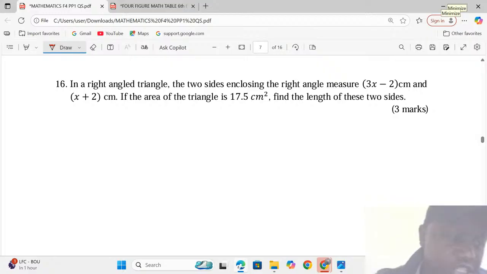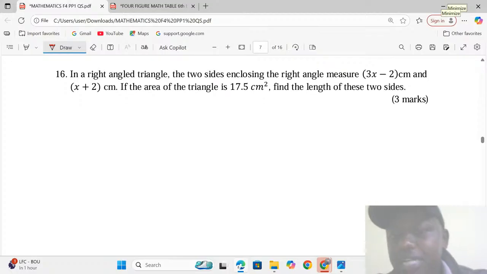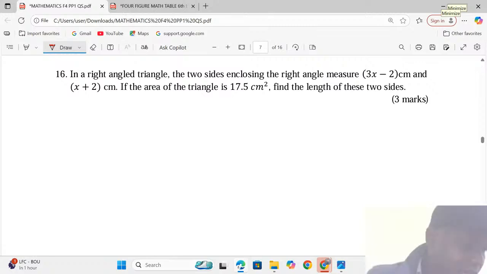In a right-angled triangle, let's look at this now. In a right-angled triangle, the two sides enclosing the right angle measure 3x minus 2 and x plus 2. If the area of the triangle is 17.5, find the length of the two sides. Ruaraka High, thank you. Look at these, guys. Let's check these.